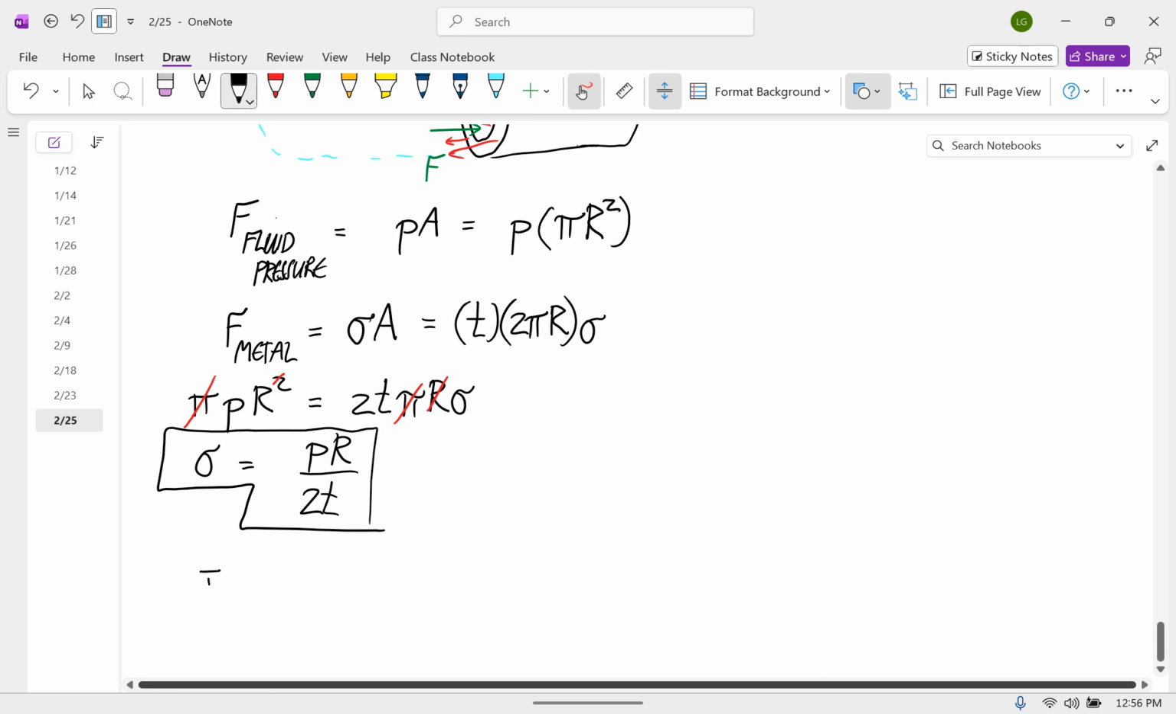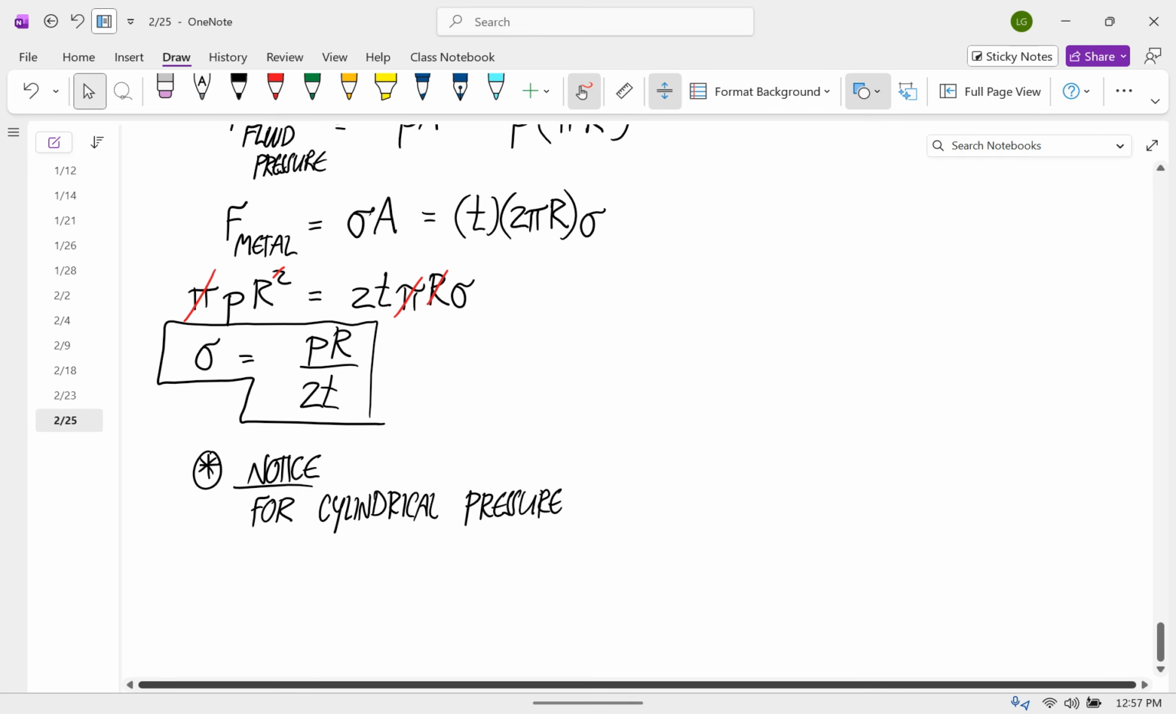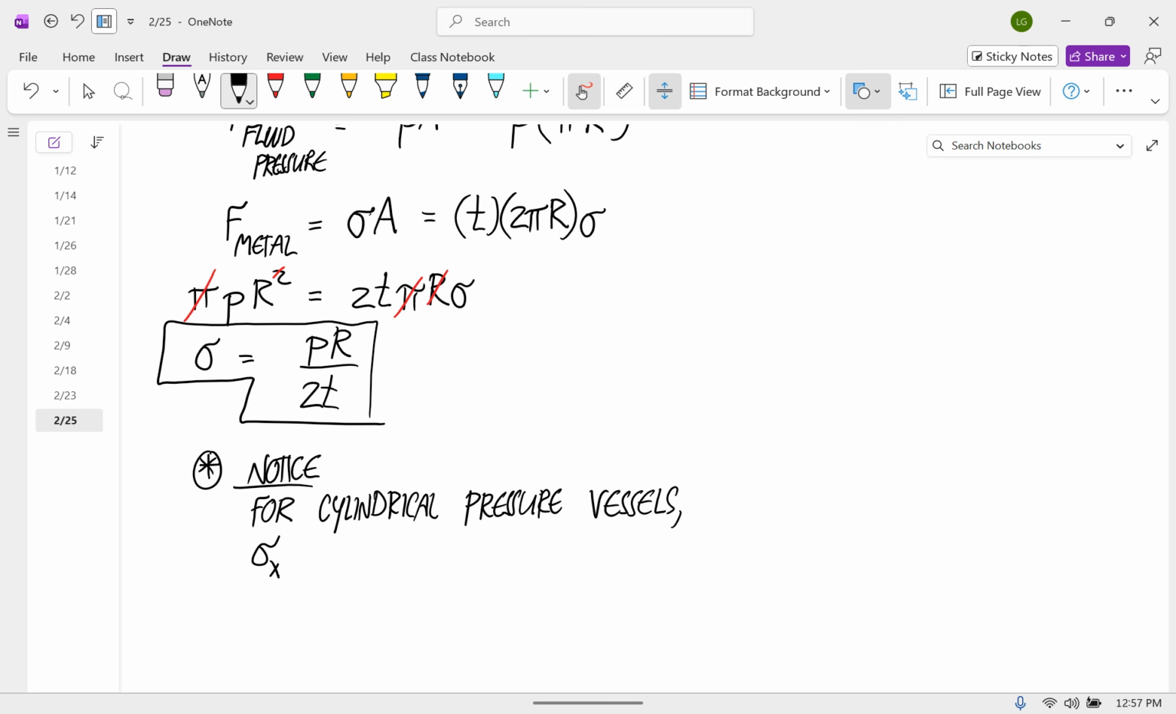So notice what we're going to see is that for the cylindrical pressure vessels, the X and Y normal stresses are not the same. And so you have to think a little bit more about the directions in this case. So sigma XX is not equal to sigma YY.